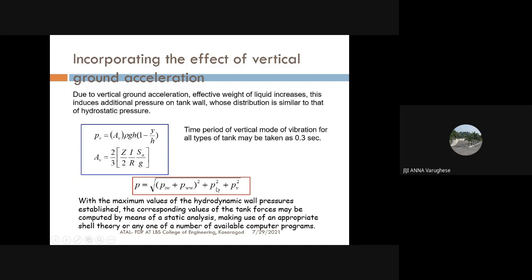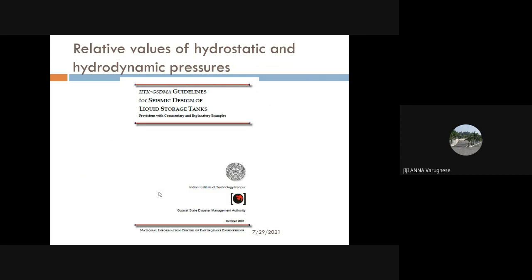So all these effects are to be combined together by the SRSS rule to find out the net pressure. And this net pressure value will be different for the base of the sidewall as well as at the top of the sidewall. And we know it will be maximum at the bottom. And once this value is established, you can do a static analysis which combines the effect of both hydrostatic and hydrodynamic effects, and then we can design the sidewall as well as the base slab. And to get an idea of the relative values of hydrostatic and hydrodynamic pressure, I have included some worked out examples which are given in the IITK-GSDMA guidelines, which were published in 2007.